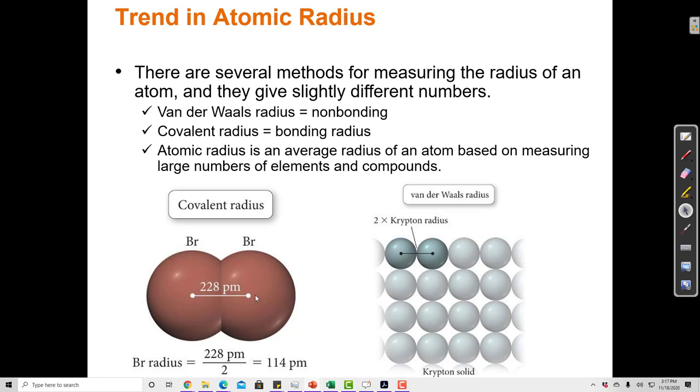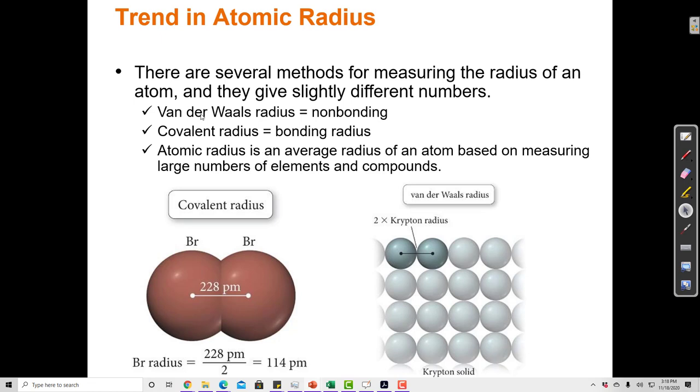The reason that this is not as straightforward as it might seem is because what is the edge of an atom? Remember that the atom on the outside has electrons, and those electrons are in orbitals, and we don't know exactly where the electron is because of the uncertainty principle. So where is the edge of the atom? That's not necessarily a well-defined boundary. So it's hard to draw a line from the middle to the edge. So there are several ways of coming up with a radius for an atom.